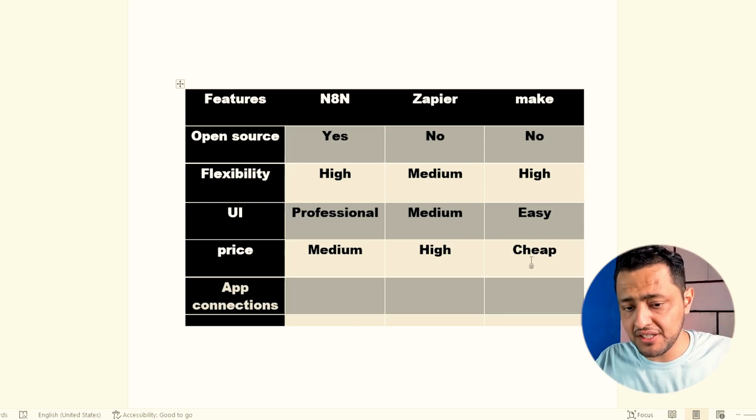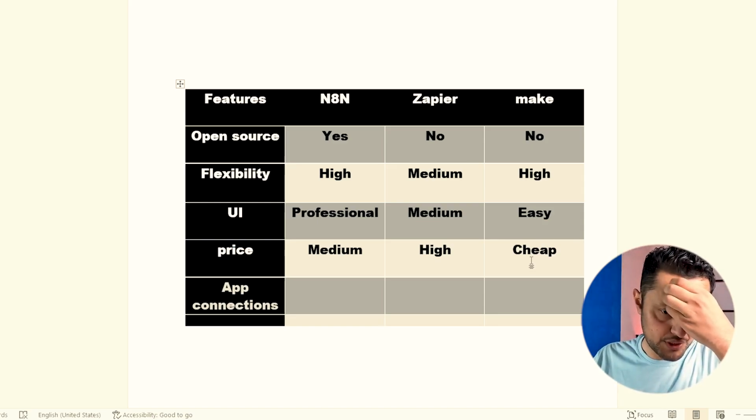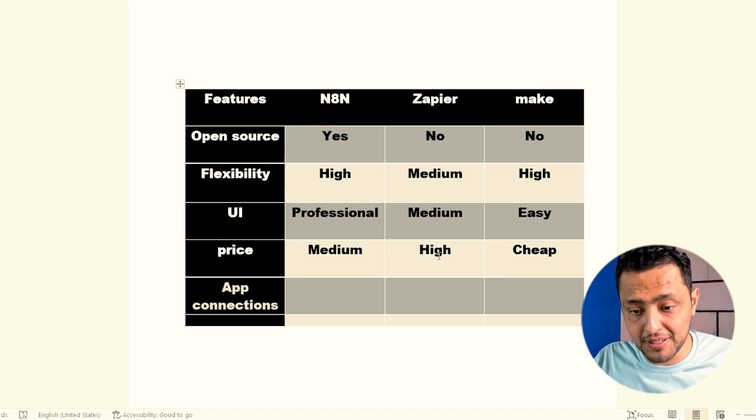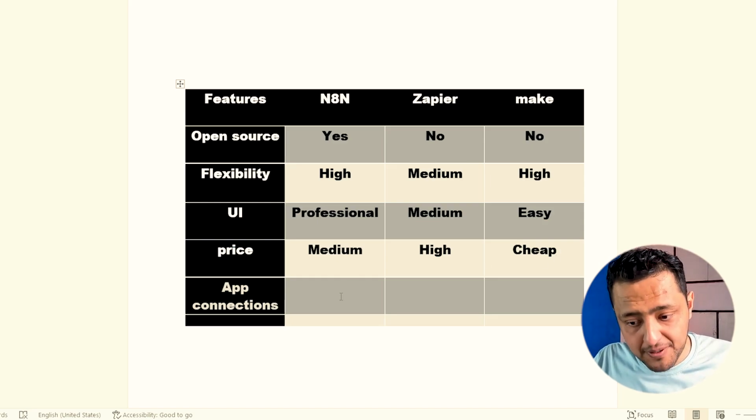If you are a real estate agent and you're only working by yourself, you can choose Make, n8n, and Zapier also, because you don't have too many tasks. But if your business is too big and you have too many agents, I think n8n and Make would be a better option. But let's go to app connection.